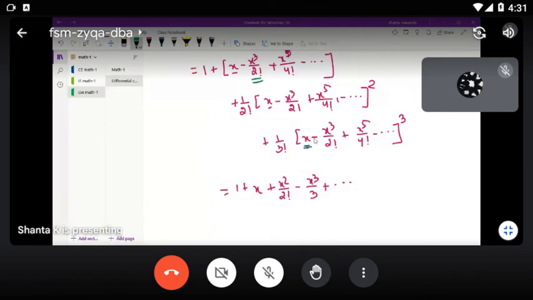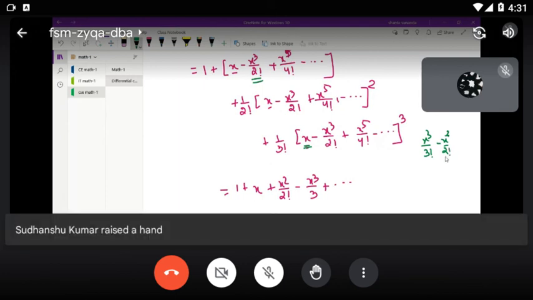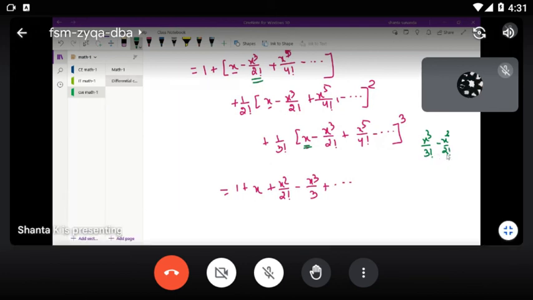So here actually x cube by 3 factorial minus x cube by 2 factorial. We are getting x cube. This is the term. So here x cube by 6 minus x cube by 2. Are you getting x cube by 3? Yes, this is x cube by 3. The rest of the terms will have higher powers.